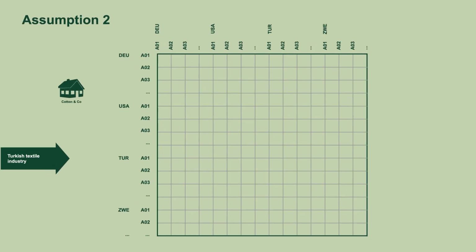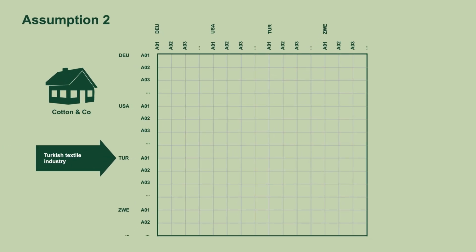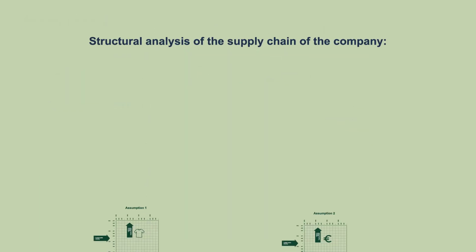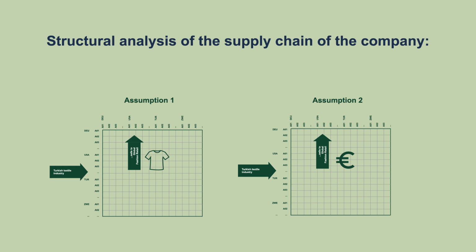Assumption 2. We do not measure the t-shirts produced in Turkey for Cotton & Co. in pieces or tons. We measure them in terms of value, expressed in export volume in economic currency. These assumptions allow a structural analysis of the supply chain of the company.